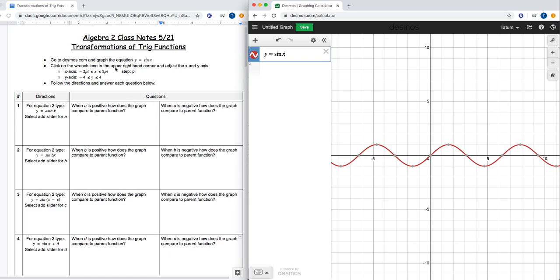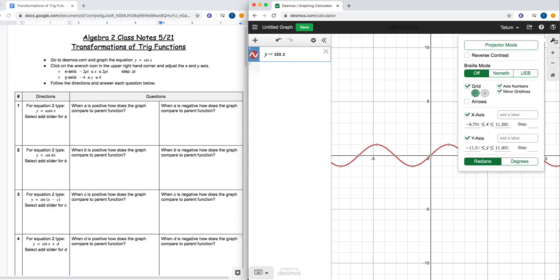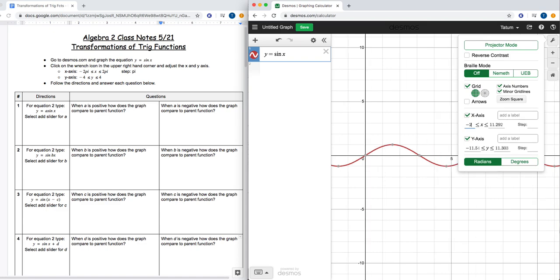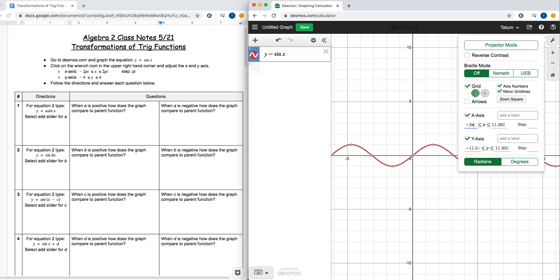Click on the wrench icon in the upper right hand corner and adjust the x and y axis. If you click on this wrench icon, here where it says x axis and y axis, we can change the domain and the range of what's shown on our coordinate plane. And we can also change the step. For the x-axis, we're going to change the domain to -2 pi. To type pi, you can literally just write pi, and Desmos automatically changes it to the symbol for us.